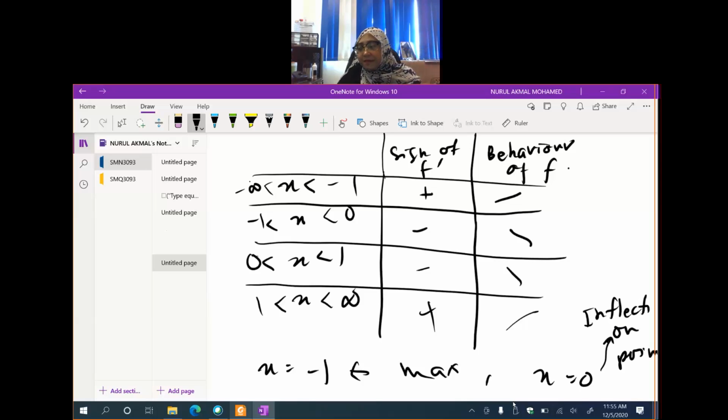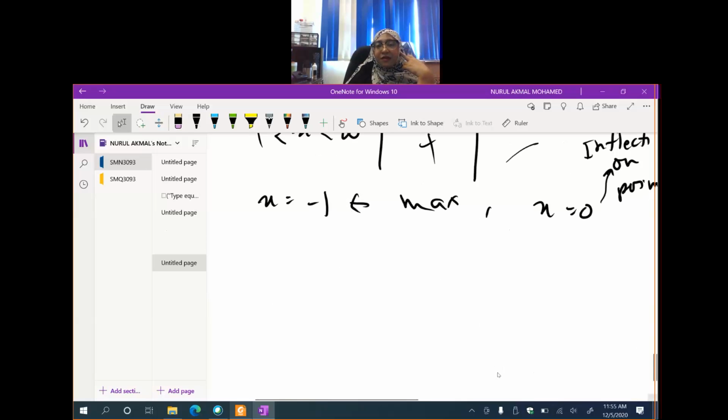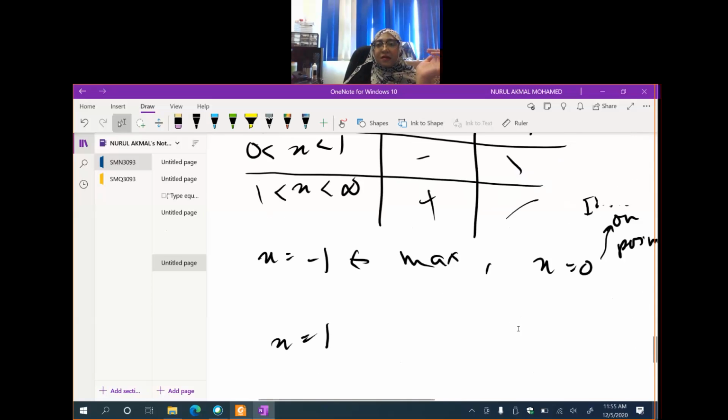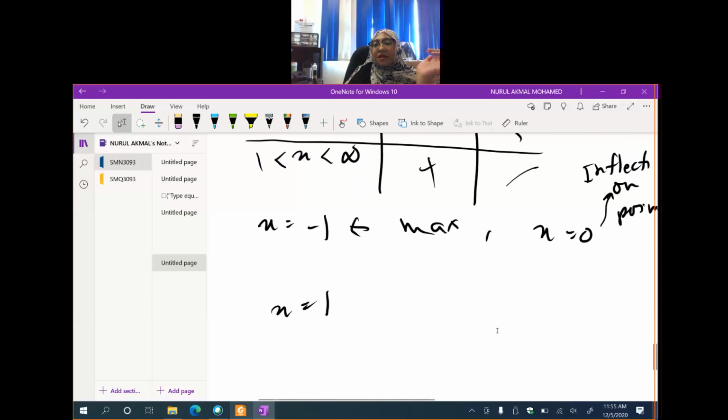And then obviously for x equal to 1, we have what? We have decreasing and then increasing. So this one is a minimum. This is a minimum, relative minimum.